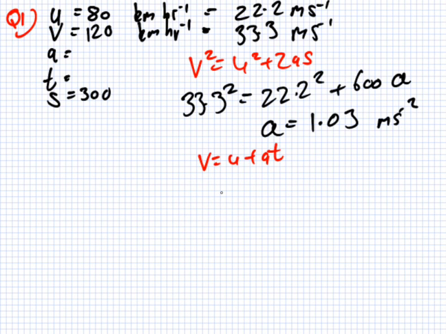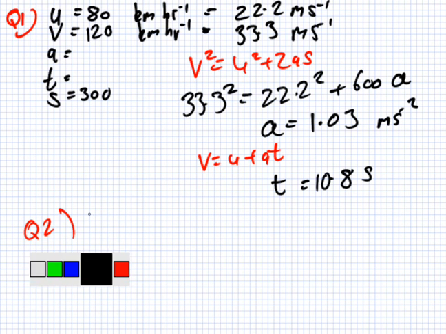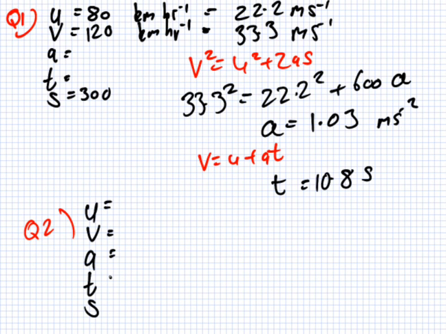Alright, 120 squared minus 80 squared. I'm doing the first question here. Is this the one you did last night? So what answer did you get for A? 1.03. For homework number 1, the question is how long, so for the A and then the time. So now I'll get the time.